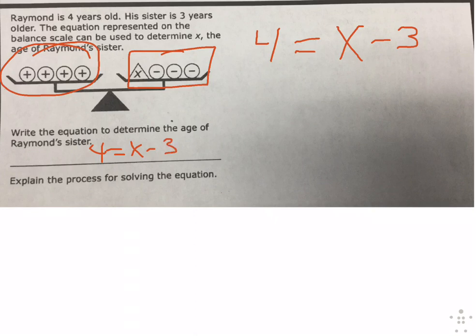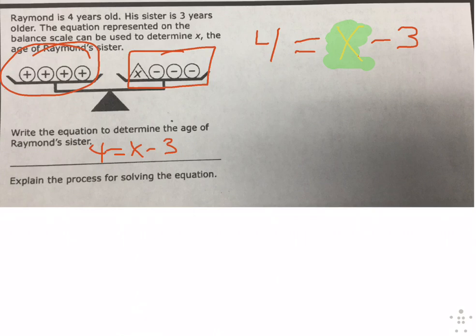Now it says to explain the process for solving the equation. So I'm going to ask you to write it out. Write out what's happening. So if I look at this one, 4 equals x minus 3. And remember, our whole goal is to get your x all by itself, to isolate the variable. What is x equal to? In order to find out what x is equal to, I need to have 1x equal to something so I can know what the value is.